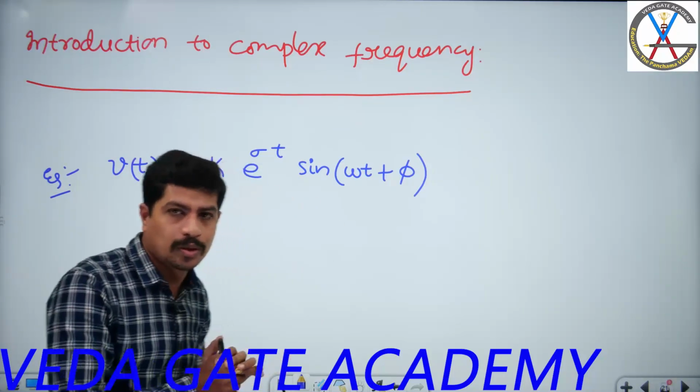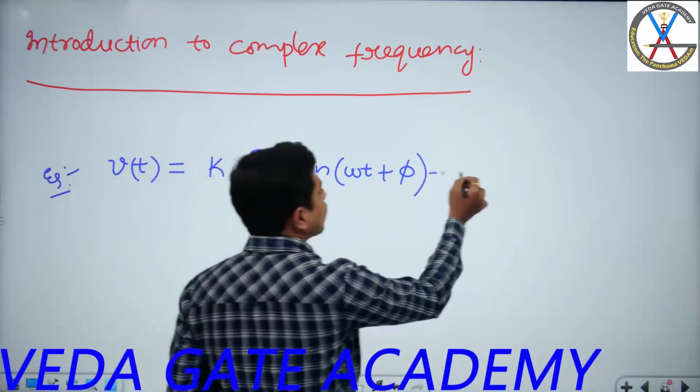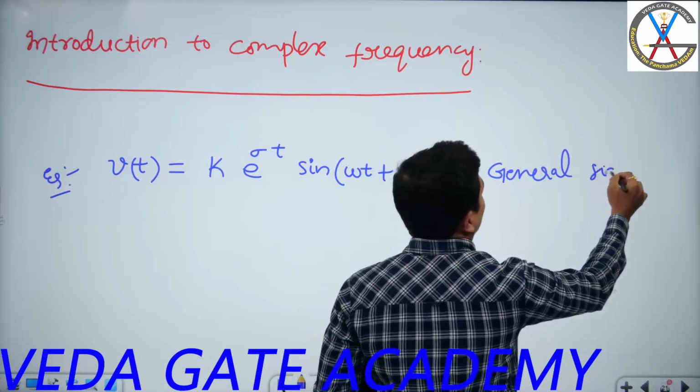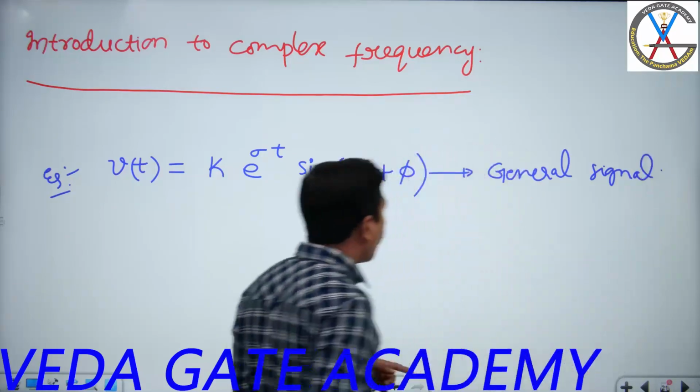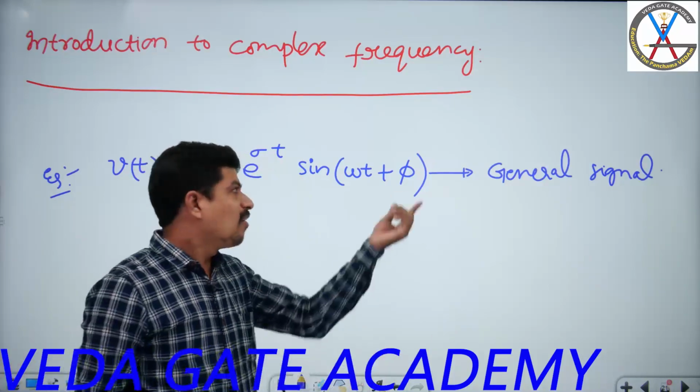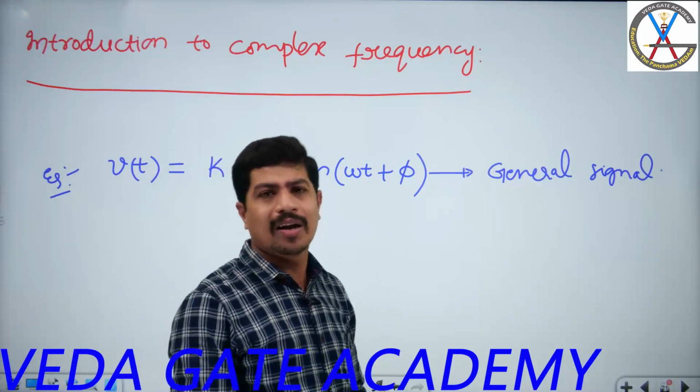So how to get DC from this one? Yes, this is the general signal. What is this omega? Omega is the angular frequency. You know it very well: sine 2t, sine 3t, sine 4t. Phi is some phase shift that may be 0 or positive or negative.